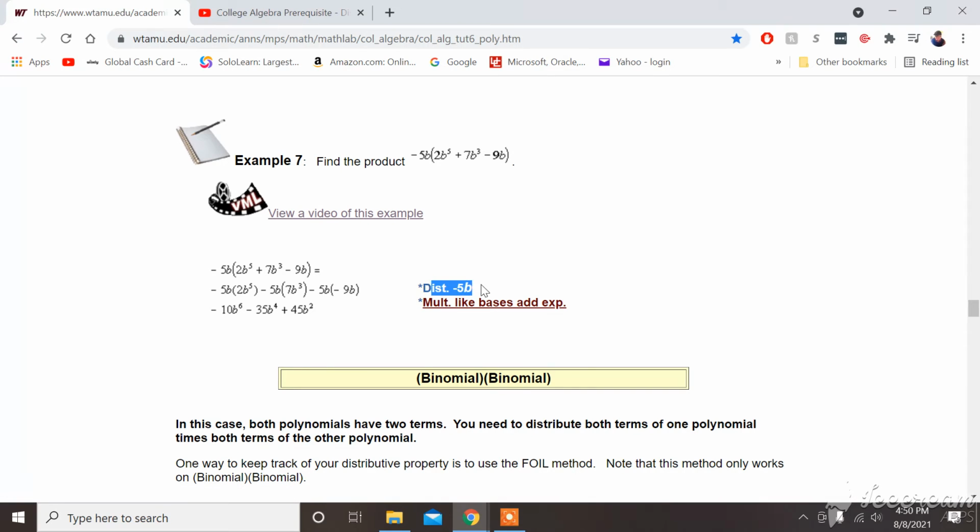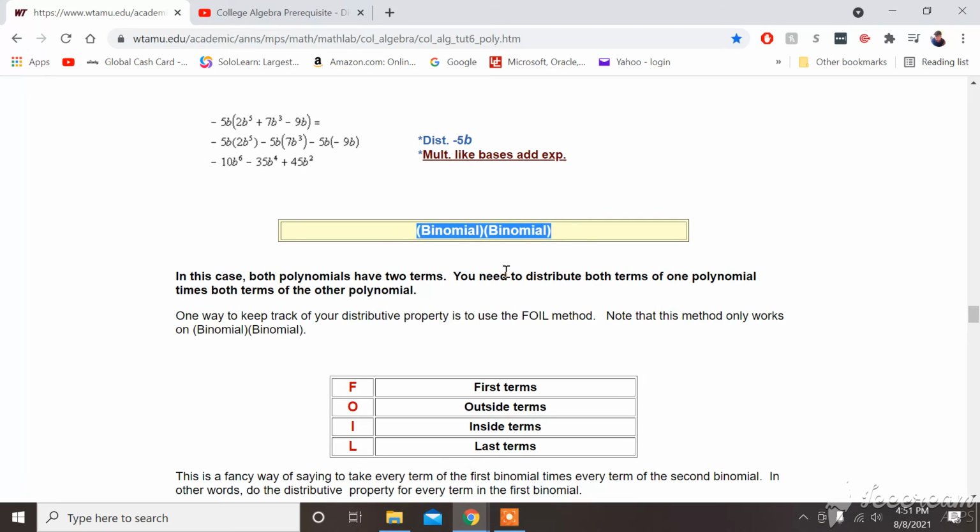Okay. Alright. Distribute -5b, to every term. And multiply like bases and add exponents. Multiply, multiply. Add. And bam.